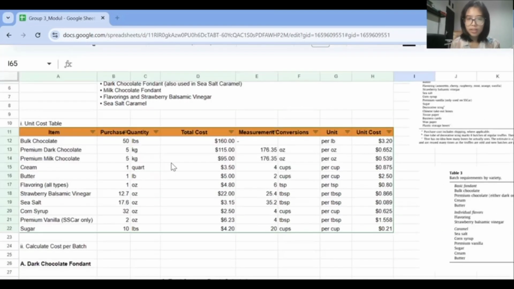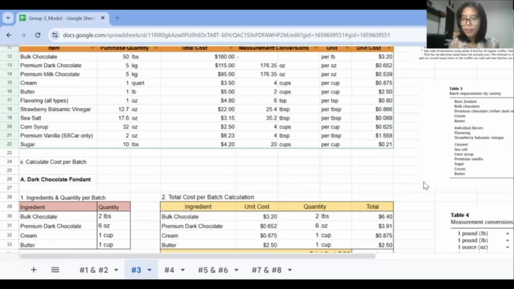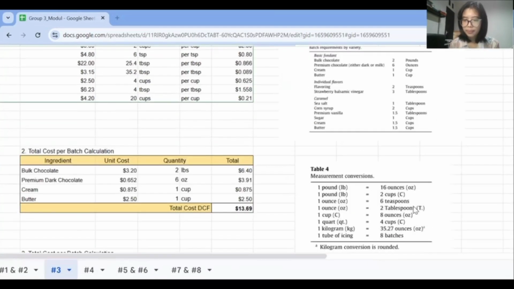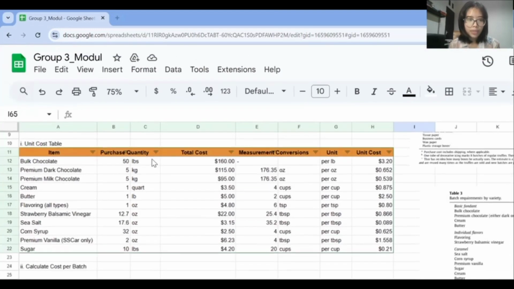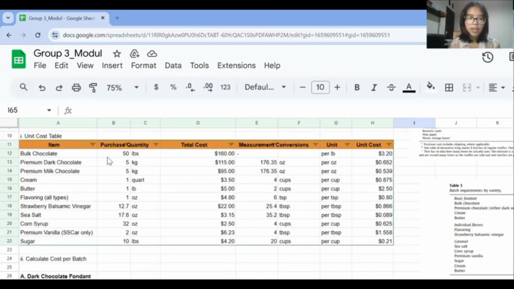The difference is we need to add the measurement conversions. We will know the measurement conversion from table 4, from here. Yeah, you will get it. So first, for example, the bulk chocolate, the purchase quantity is 50 pounds. The total cost is $160.